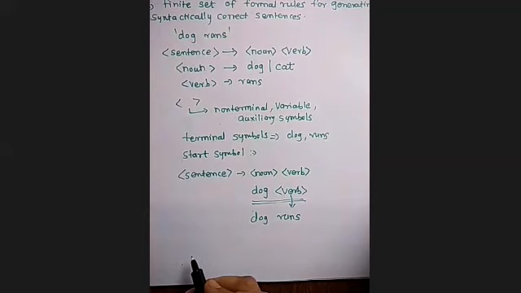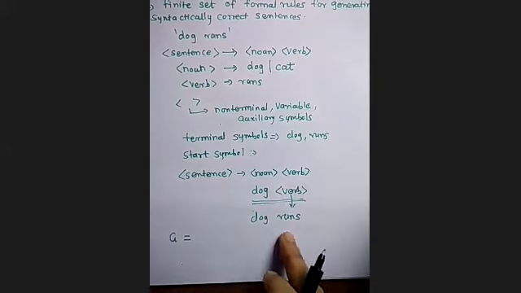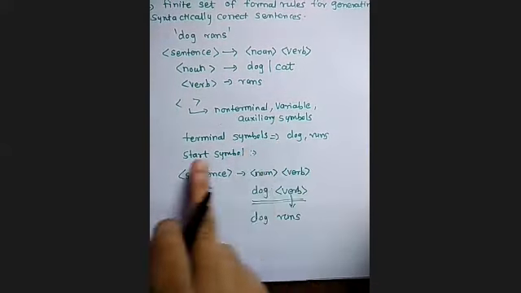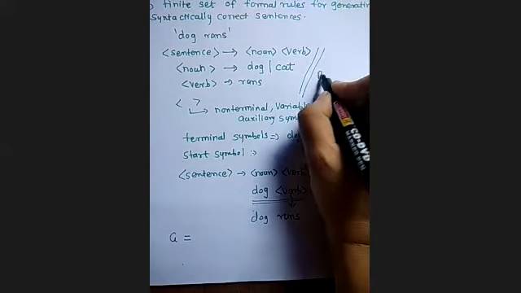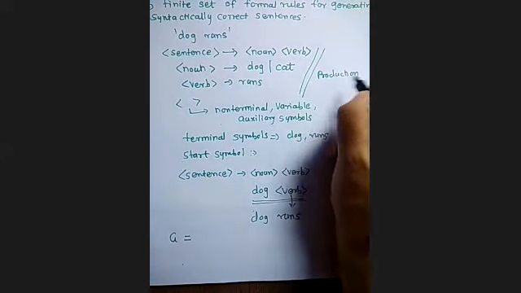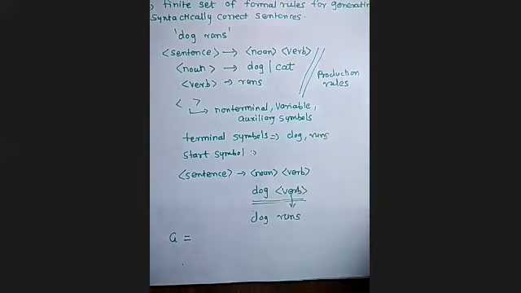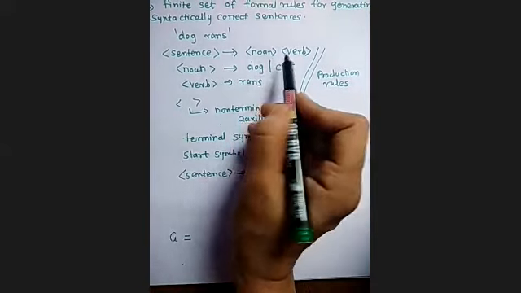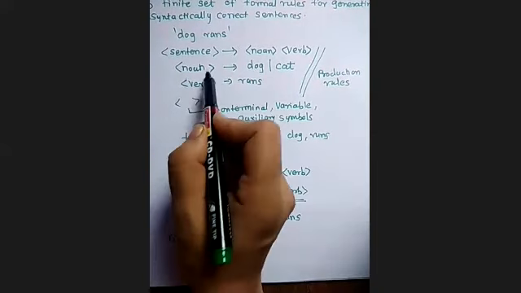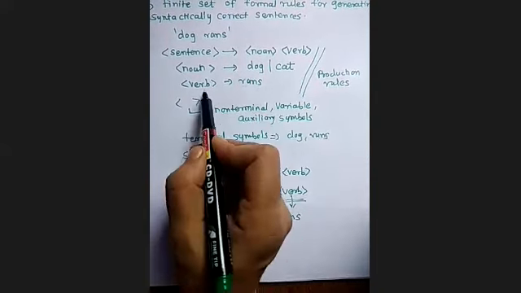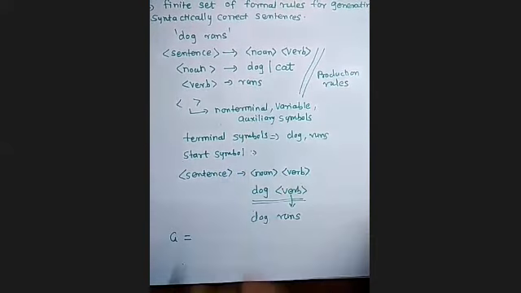Let us consider how we are going to denote the grammar. In finite automata, we have used 5 tuples. Here, we are going to use 4 tuples. Let G be a grammar. We have represented non-terminals, terminals, start symbol, and these are known as the rules, or production rules, which are used to generate the statements. In this case, how many rules are there? This is the first rule. The second rule is noun derives dog. The third rule is noun derives cat. And the fourth rule is verb derives run.